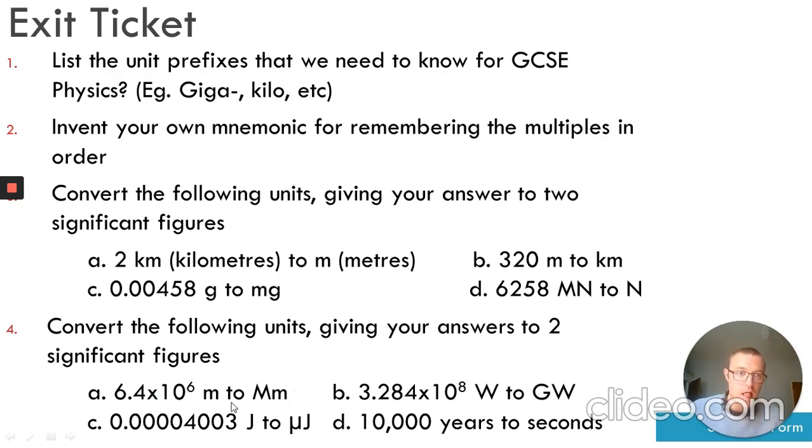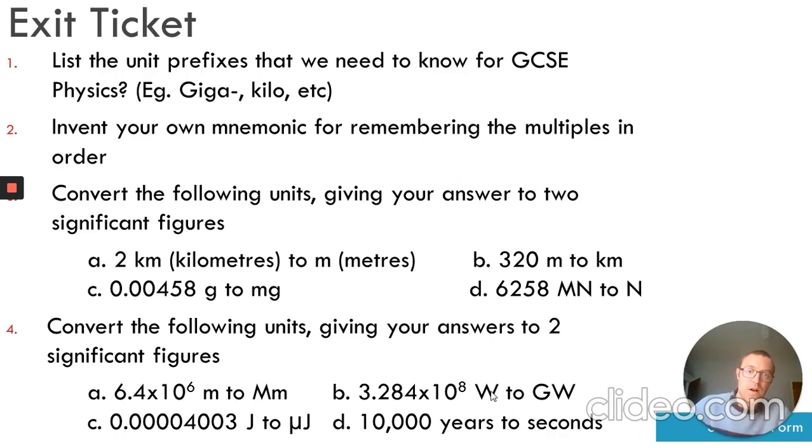That was our radius of the Earth. B, 3.284 times 10 to the 8 watts to gigawatts. C, 0.0004003 joules to microjoules. And D, 10,000 years to seconds.